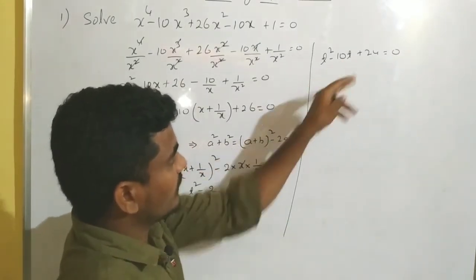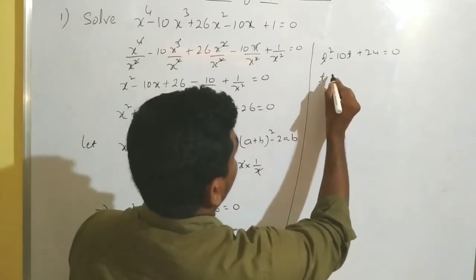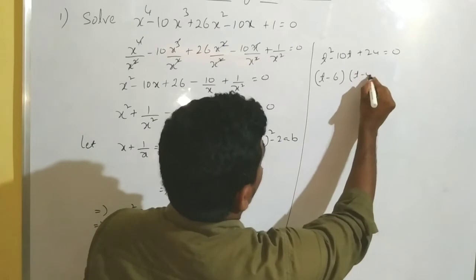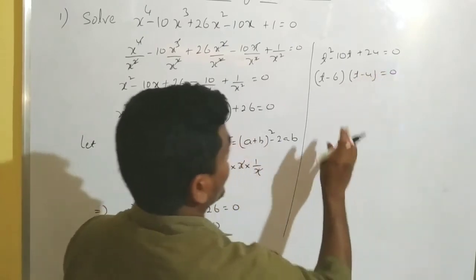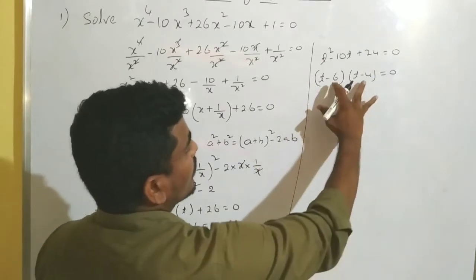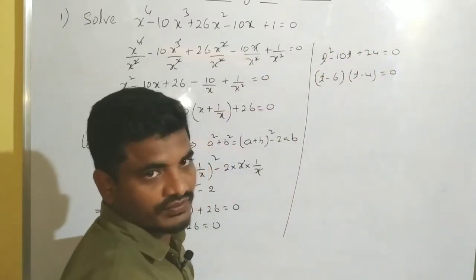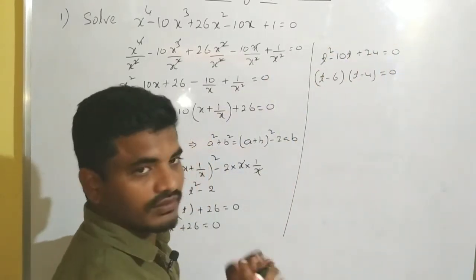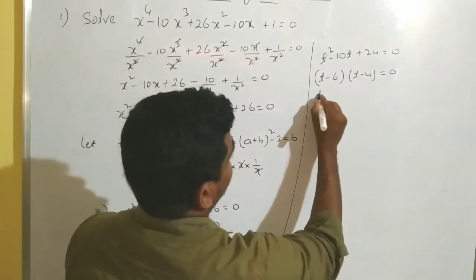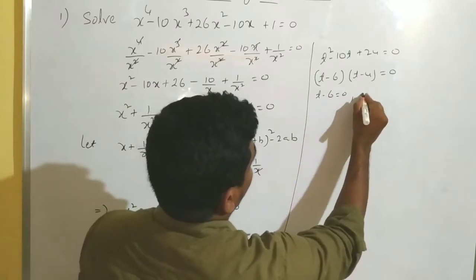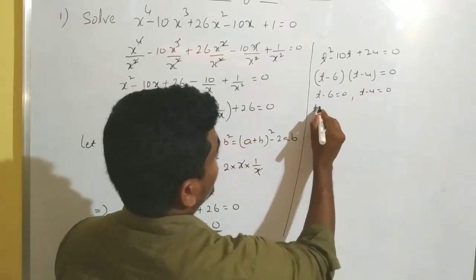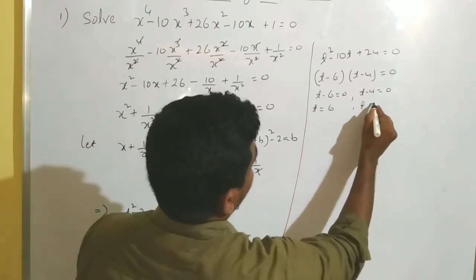After getting this, we have to factorize. So to factorize here, t minus 6 into t minus 4 equals to 0. When you add these two numbers, we have to get the middle term, and when you multiply them, we have to get plus 24, the last term. We have to take such terms. And next t minus 6 equals 0, t minus 4 equals to 0. Then t equals to 6 and t equals to 4.